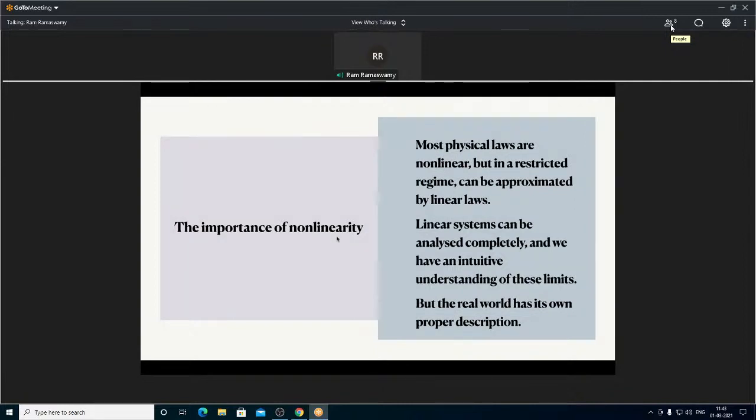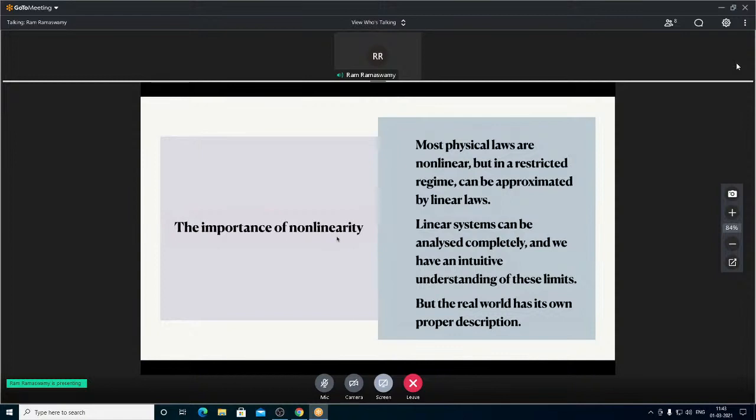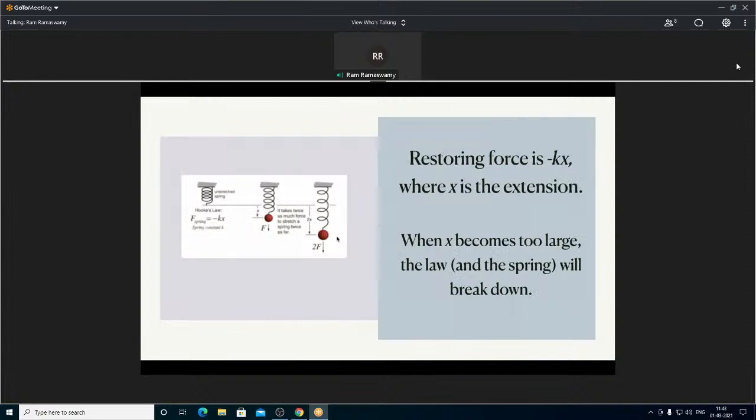Nonlinearity is important because it's everywhere. Many physical laws can be approximately made linear in a small regime of validity. And the advantage of linear systems is that you can analyze them completely and so on. But it gives rise to simple and nice laws, but on the other hand, the real world is not necessarily going to respect that, because the real world has its own behavior.